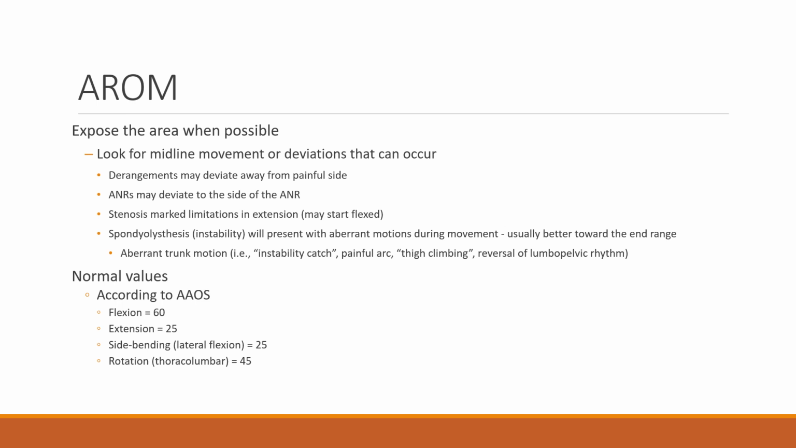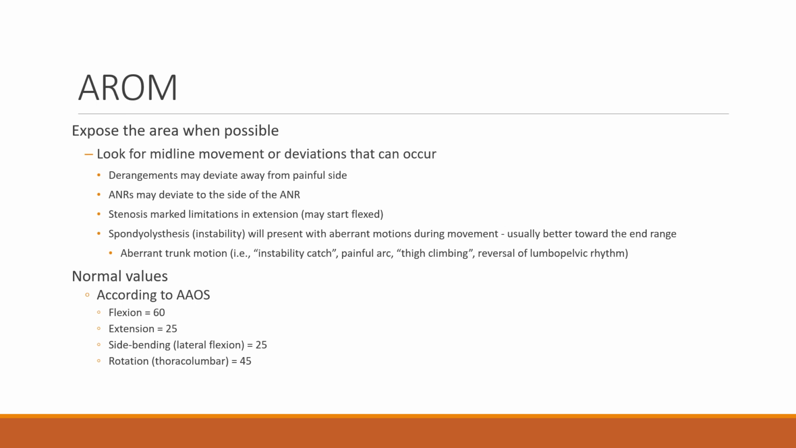If an individual has a spondylolisthesis, where one vertebrae is slipped relative to another, we may see aberrant motions during movement, and they're usually better toward the end range. And these aberrant trunk motions, we spoke about them a little bit when we discussed the spinal stabilization clinical prediction rules, but really they relate to a couple of very specific findings.